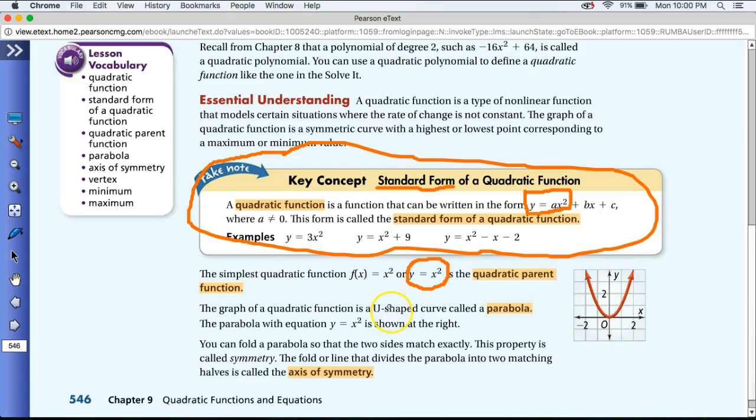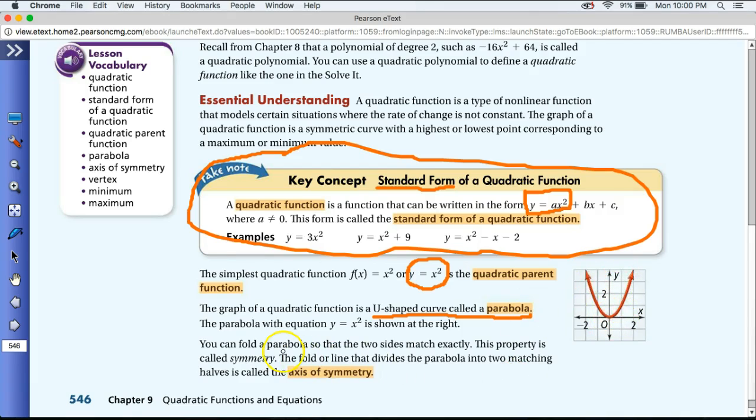The graph of a quadratic is a U-shape called a parabola. We mentioned that. So again, it's a U-shaped curve. It can be right side up. It can be upside down. The name of this is called a parabola. And this is the parent function y equals x squared. That's the graph of this, and we'll show you how to come up with those.